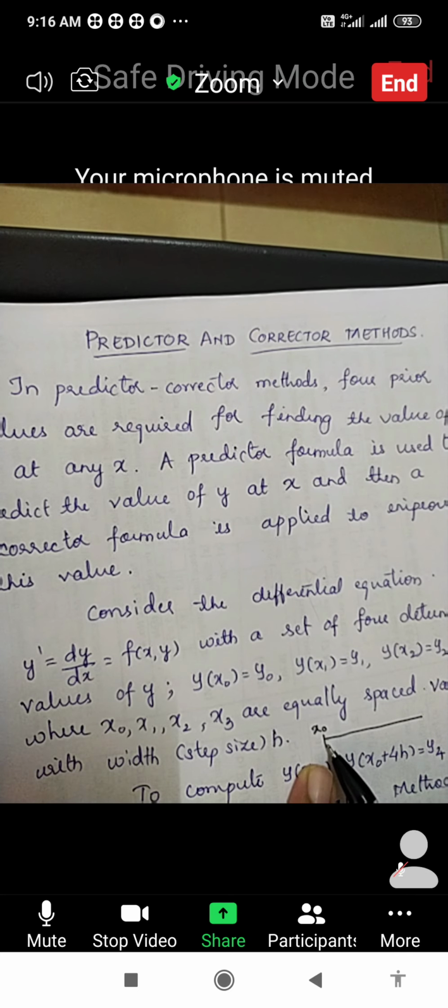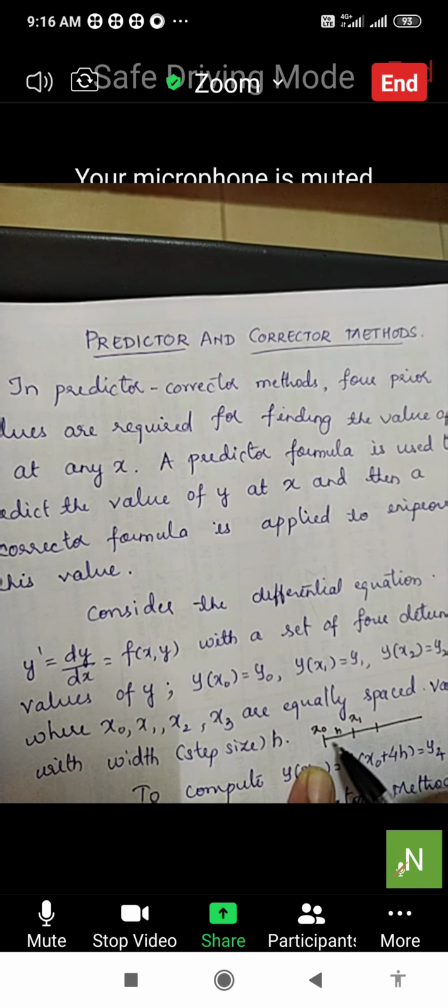So see, you cannot take any random values. The first value of x, suppose, is x naught. Then the next value of x should be obtained by adding some h to this. That is a width. So this value is x1. You can say this x1 is nothing but x naught plus h. Got it? For the next value of x, again you have to take the same length. Suppose this is h, then you will get one more value of x here on the real line. That should be x2. So x2 you can say is x1 plus h, or x naught plus 2h.